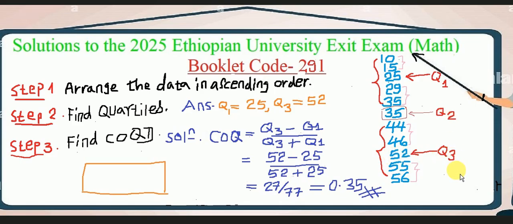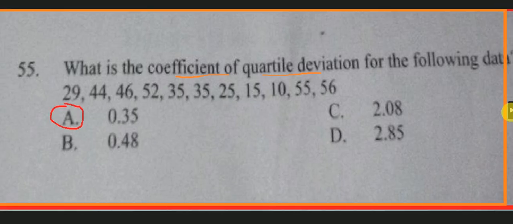ኳርታይሎች እነዚህ ናቸው q3 minus q1 over q3 plus q1 ስናደርግ ምን እናገኛለን 52 minus 25 over 52 plus 25 ይሆናል 52 minus 25 is 27, 52 plus 25 is 77, so the answer is 27 over 77 which means 0.35 and this is choice, let us see the choices, it is choice A.